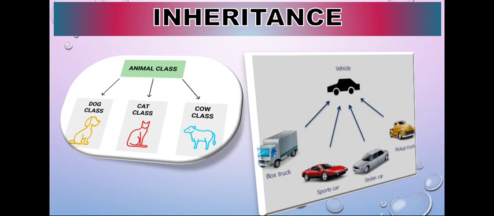Look at the example here. Suppose one animal class is there. The animal class defines some of the characteristics and behavior. Now dog, cat and cow, three classes, are there. They are inherited from the animal class. So they are using some characteristics and some behavior of the animal class, but with their own unique characteristics. And another example I have also given here: vehicle. Just relate that.